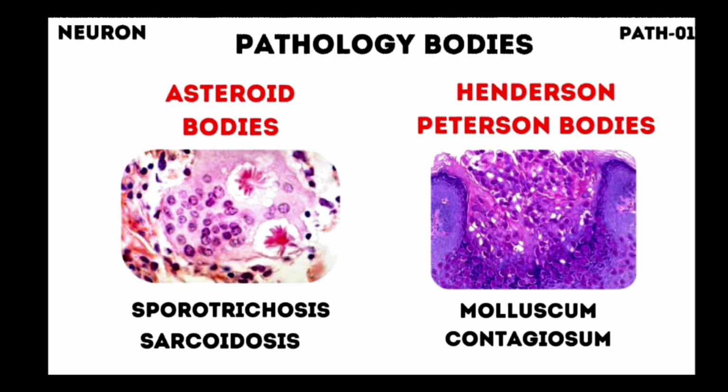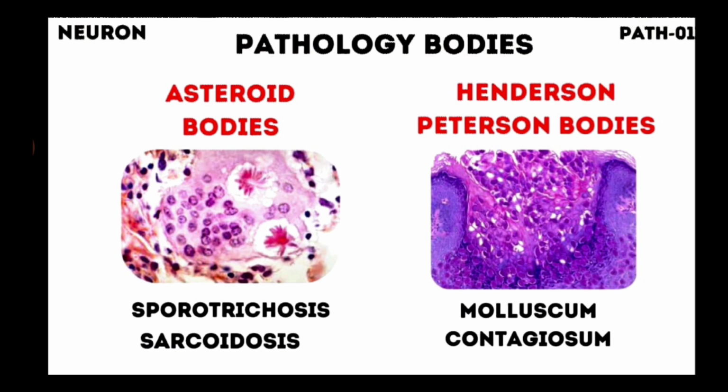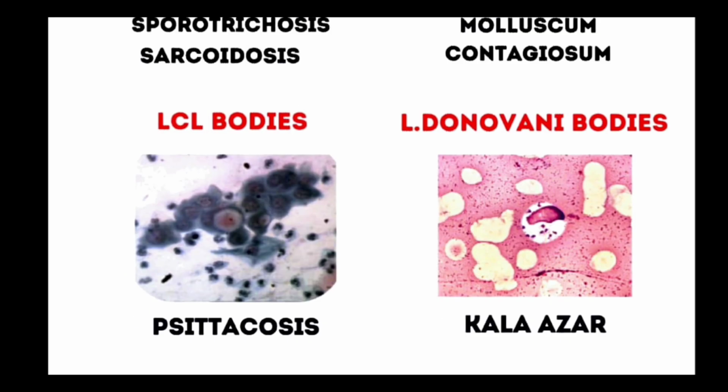First, we will come to the asteroid bodies. Asteroid bodies are seen in sporotrichosis and sarcoidosis. These are the star-shaped inclusions seen in sporotrichosis and sarcoidosis. Next is Henderson-Paterson bodies that are seen in molluscum contagiosum, or molluscum bodies. Next, LCL bodies, it is seen in psittacosis. Next, Leishmania donovani bodies seen in Kala Azar. Kala Azar, the word itself means black fever. And what is Black Death? Black Death is plague caused by Yersinia pestis.